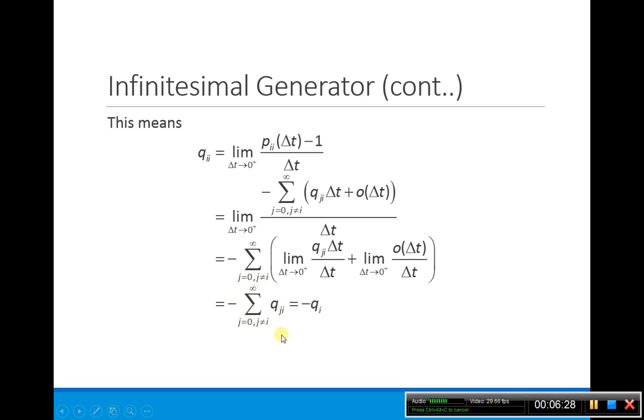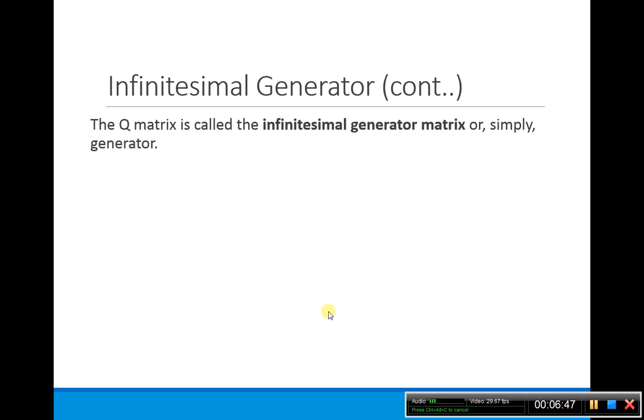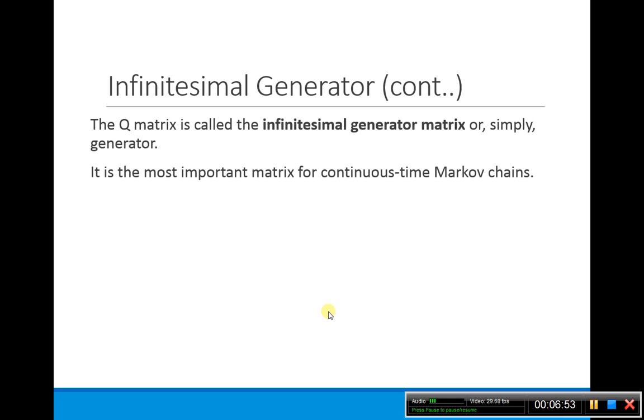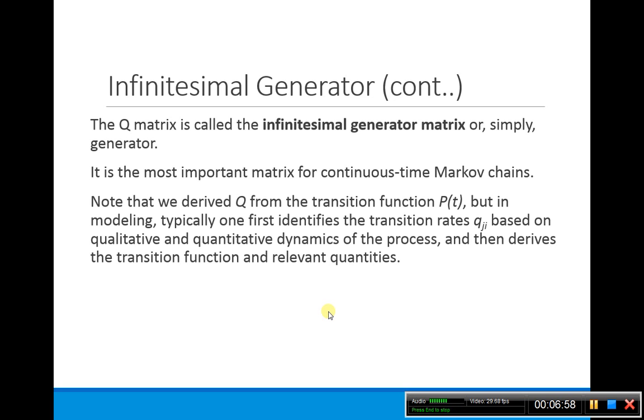So think about what this is. This is just our parameter for our holding time in state i. So this is minus qi. So we have the sum as j goes from 1 to infinity of qij is simply going to be equal to 0. The Q matrix is called our infinitesimal generator matrix, or simply generator. And it's the most important matrix that we have for continuous time Markov chains.